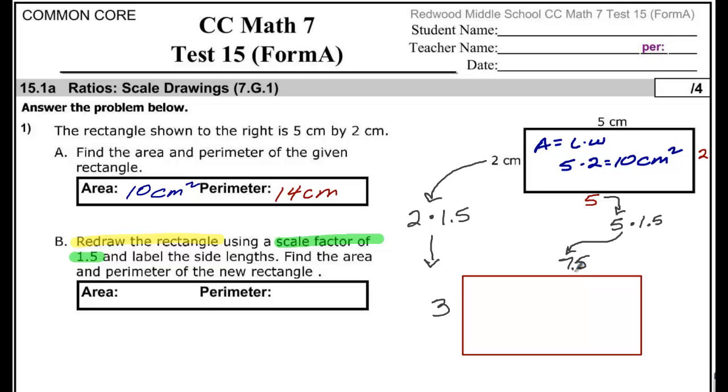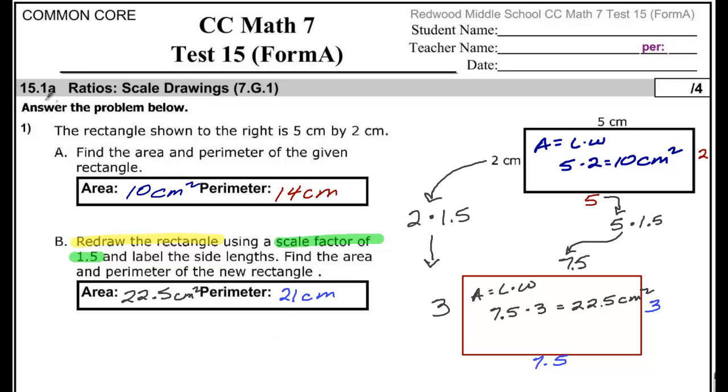7.5. So now we'll have, again, an area of length times width. If we multiply 7.5 times 3, we get 22.5 squared centimeters. And if we add 3 and 7.5 and 3 and 7.5, we add all the sides together, we will get a perimeter of 21 centimeters.